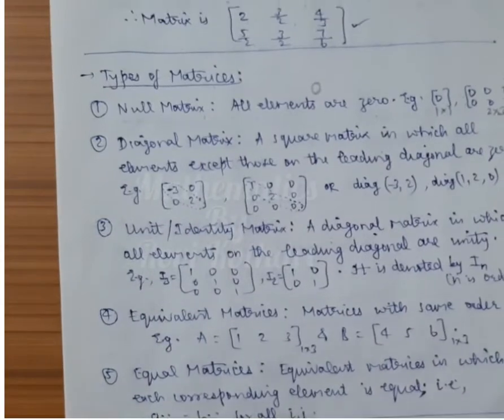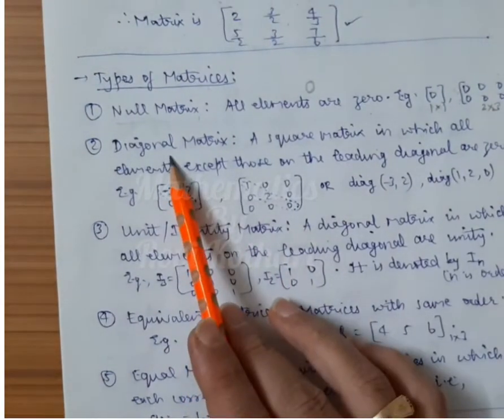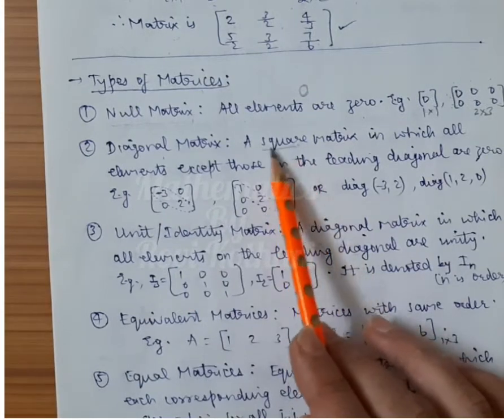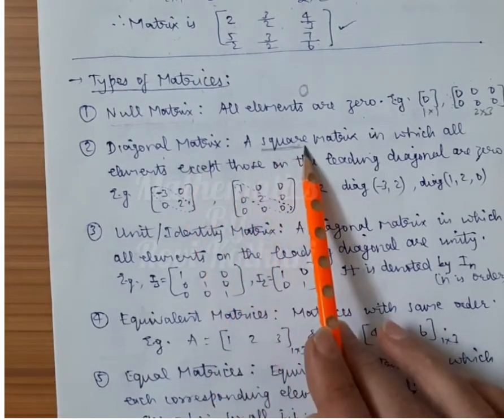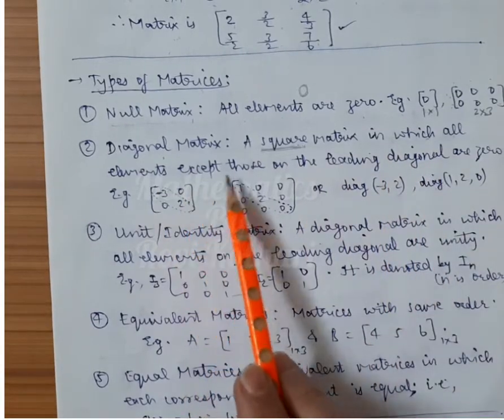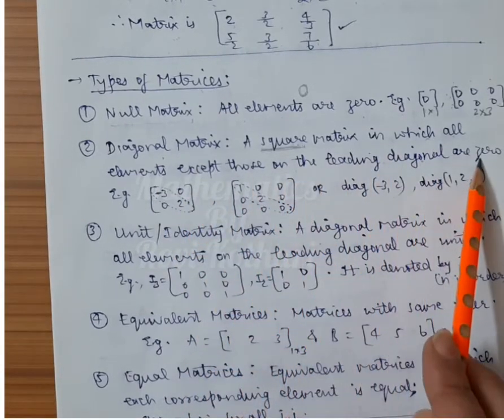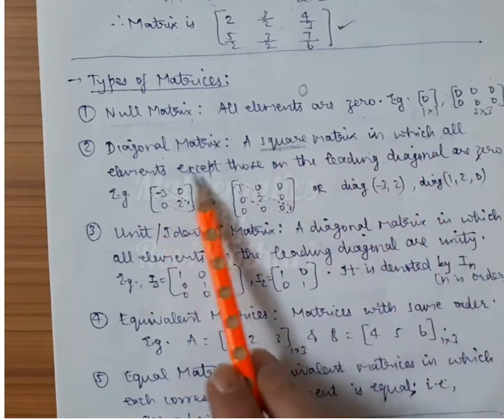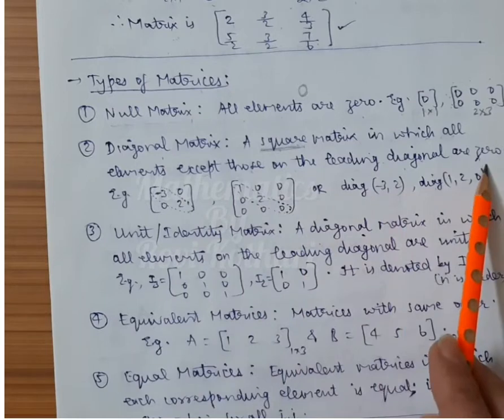The second type of matrix is the diagonal matrix. Now what is a diagonal matrix? It's a square matrix firstly. A diagonal matrix will be defined only when you have a square matrix. So it should be a square matrix in which all the elements except those on the leading diagonal are 0.